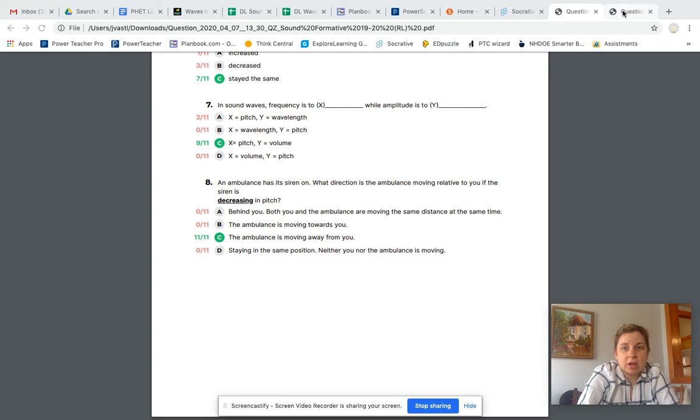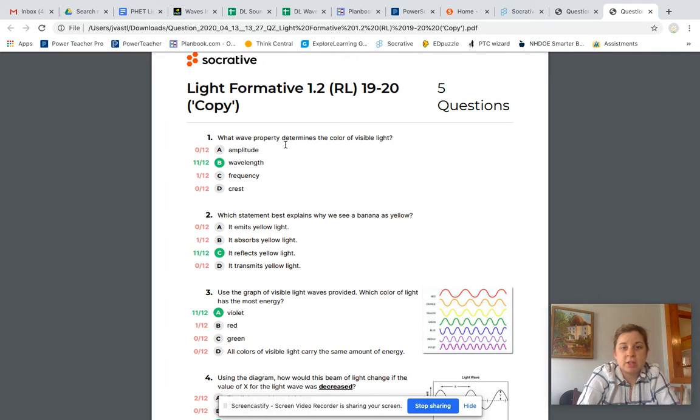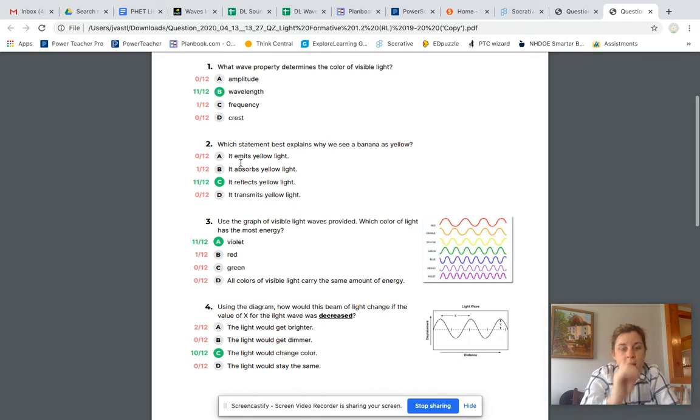So now let's take a look at the light formative, okay? What wave property determines the color of visible light? That is wavelength specifically. Depending on what the wavelength is, that will tell you what color of the rainbow that color is supposed to be. Which statement best explains why we see a banana as yellow? Remember, a banana is yellow if it reflects yellow. So yellow is bouncing back at you. All the other colors are absorbed. Okay, this was a big one. A lot of people put absorbed yellow light.